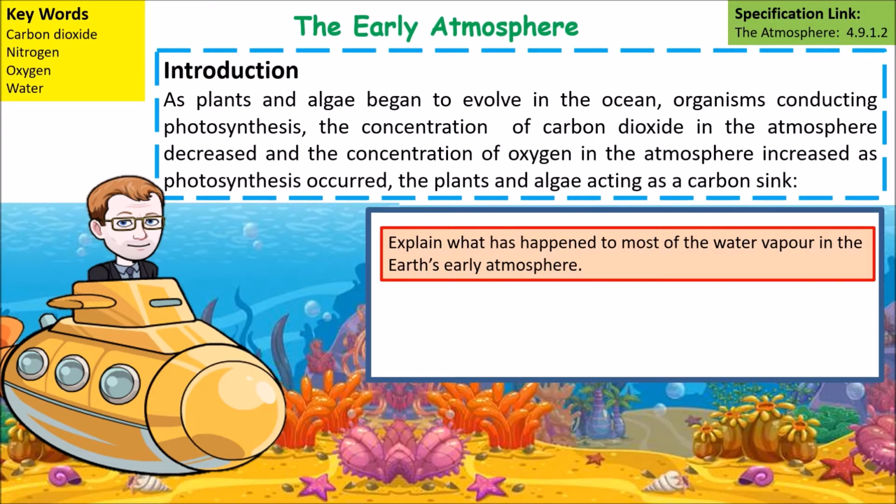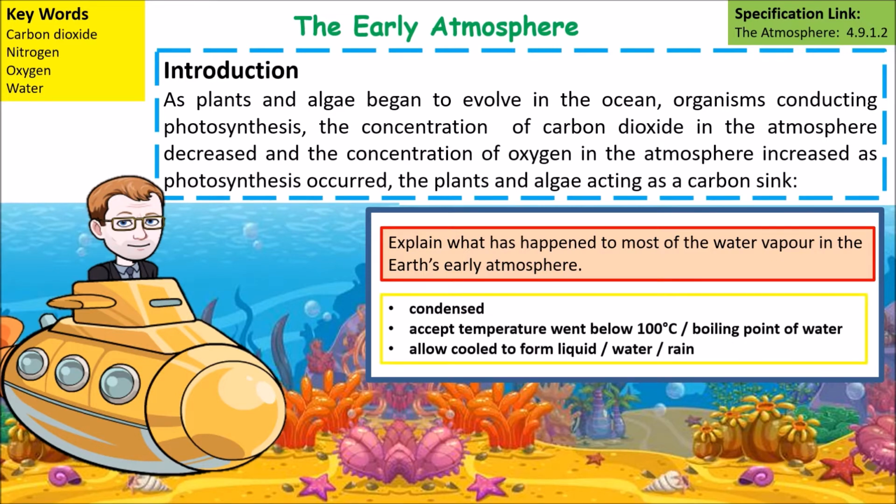So if we just have a look at a very quick question here. Explain what's happened to most of the water vapour in the Earth's atmosphere. The answer would be something like it's condensed. As the temperatures went below 100 degrees, which is its boiling point, the water would cool, so would condense, form a liquid and rain to the surface.